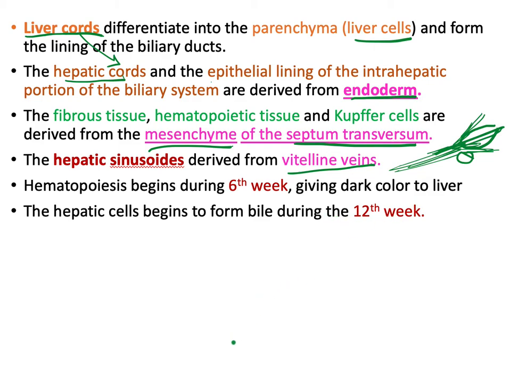Now, the formation and development of various types of blood cells is a process called hematopoiesis. Hematopoiesis, my friends, begins during the 6th week, very early in the liver, and it gives the liver its dark color. On the other hand, the bile starts to form in the hepatic cells at the 12th week.